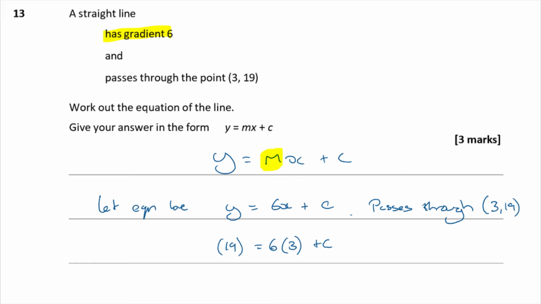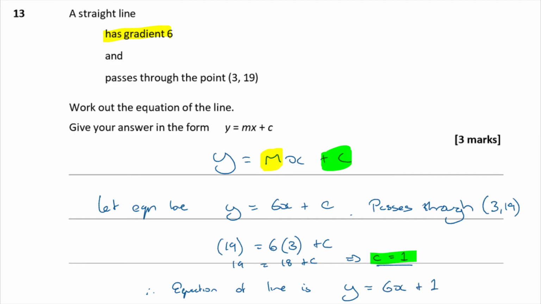So 19 equals 18 plus c. So taking 18 away from both sides, I can see that c must be equal to 1 then. Okay? And now I've got everything. I've got the y-intercept, which I know is 1, and I've got the gradient, which I know is 6. So I've got the equation of the line, haven't I? The equation of the line is y equals 6x plus 1.